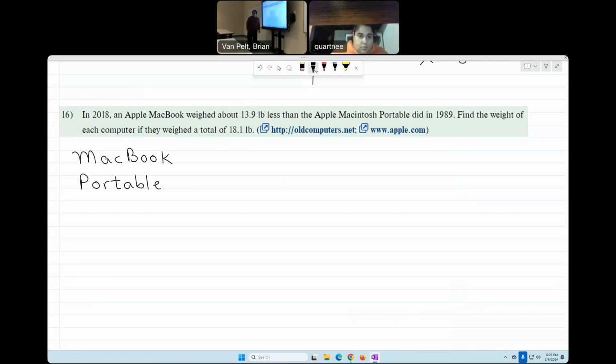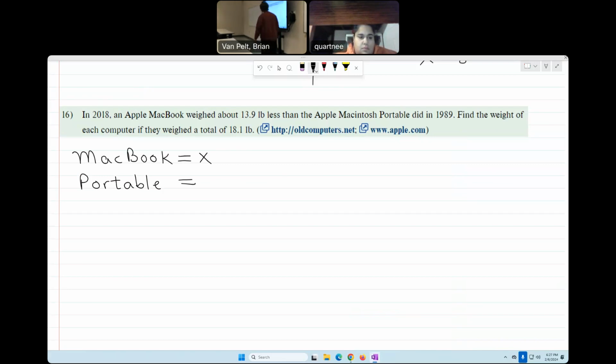For now, you don't need to be tricky and come up with letters specific to the problem. X will do for everything in this. You're only going to have one letter to deal with. So which of these do you want to be X? It didn't tell you anybody was 13.9, just less than. The MacBook weighed 13.9 pounds less than the Apple Macintosh did. So if I were to call this one X, for example, what would this one be?